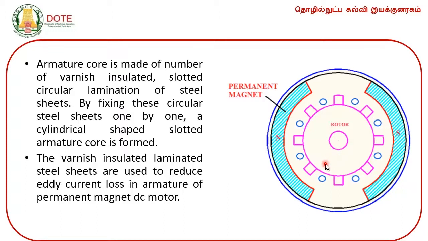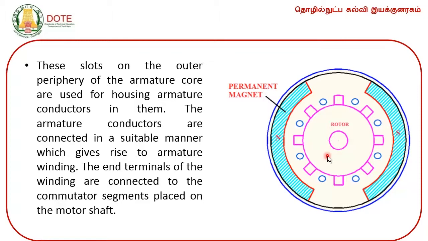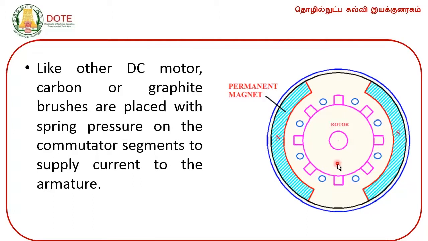The varnish insulated laminated steel sheets are used to reduce the eddy current loss in the armature of the permanent magnet DC motor. The slots on the outer periphery of the armature core are used for housing the armature conductors. The armature conductors are connected in a suitable manner, which gives rise to the armature winding. The end terminals of the winding are connected to the commutator segments placed on the motor shaft. Like other DC motors, carbon or graphite brushes are placed with spring pressure on the commutator segments to supply current to the armature.